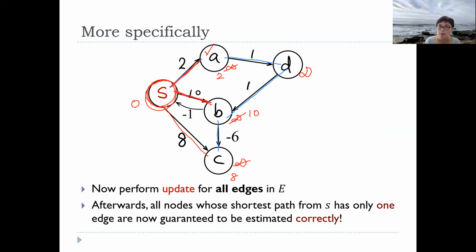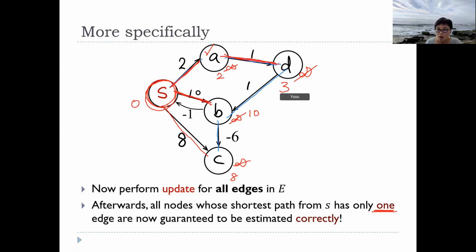Now, let's repeat. I already got all those estimates, the shortest path distance from S to those nodes where the shortest path has only one edge, correct. So let me repeat this procedure. Let's do the update again, using the same order. We first check the edge AD. Now when I do update on AD, I found a better way to reach D. I found that I could reach D through A, and I changed the predecessor of D to be A and the distance to be 3 now.